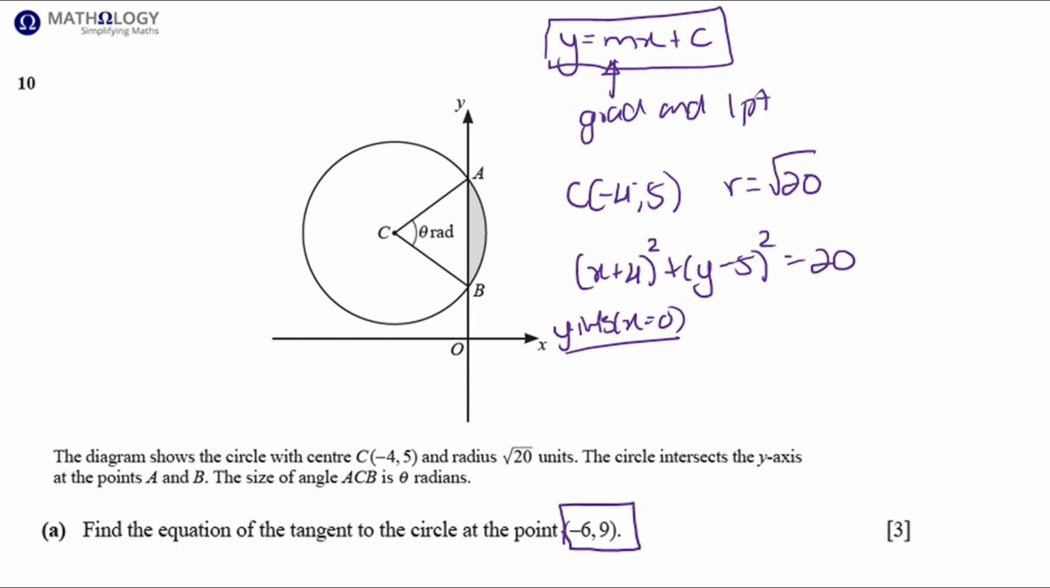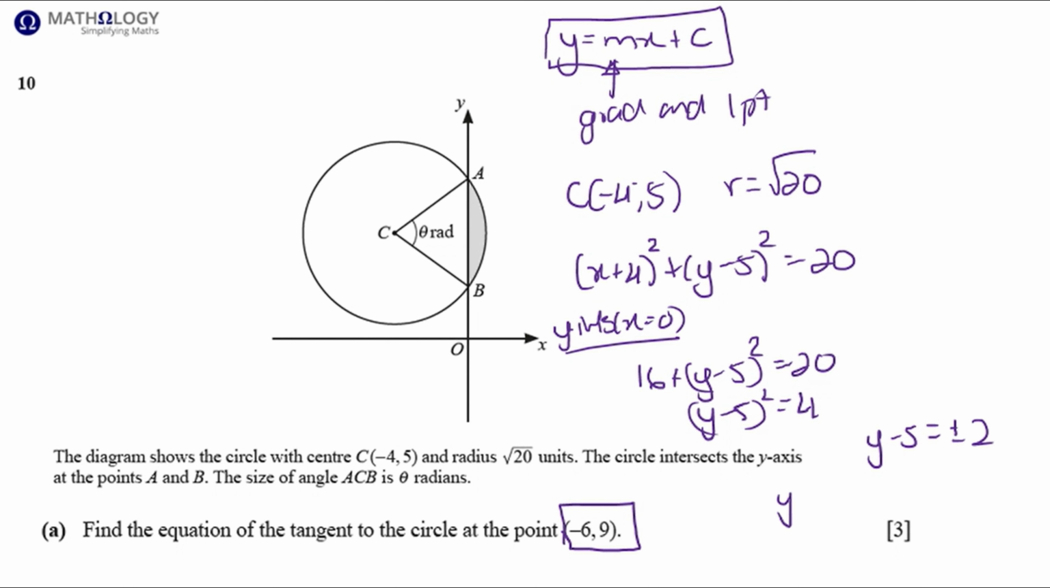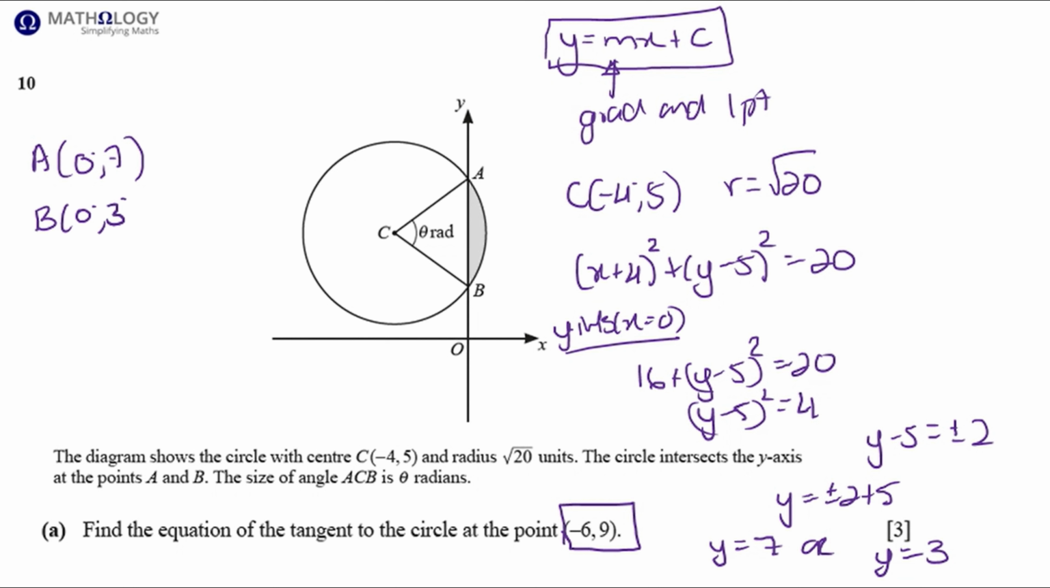0 plus 4 squared will be 16, plus (y minus 5) all squared equals 20. (y minus 5) all squared is 20 minus 16, which is 4. Square root both sides, therefore y minus 5 equals plus or minus 2. So y equals plus or minus 2 plus 5. y equals 2 plus 5, 7, or y equals minus 2 plus 5, which is 3. So the coordinates of A are (0, 7), and the coordinates of B are (0, 3).